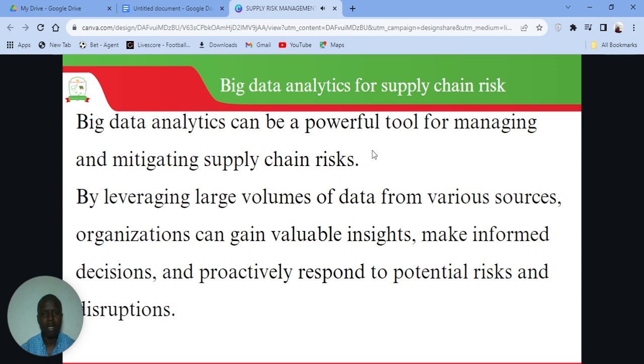Big data analytics for supply chain risks. So big data analytics can be a powerful tool for managing and mitigating supply chain risks. So we need to take advantage or leverage on volumes of data from various sources. Organizations can gain valuable insights, make informed decisions, and also they can proactively respond to potential risks and disruptions.